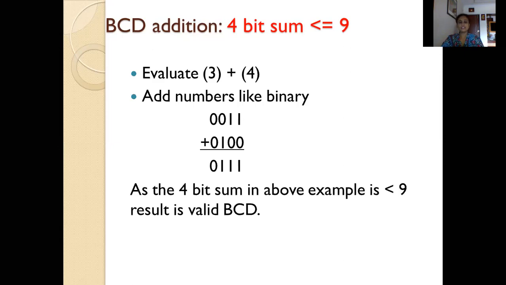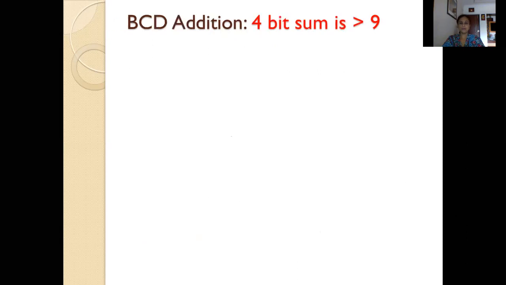So therefore, as the sum is less than 9, it is a valid BCD. And as it is a valid BCD, we don't have to do any corrective measure for that. Therefore our final answer is 3 plus 4 is equal to 7, which is our correct answer. Now let us take another example.